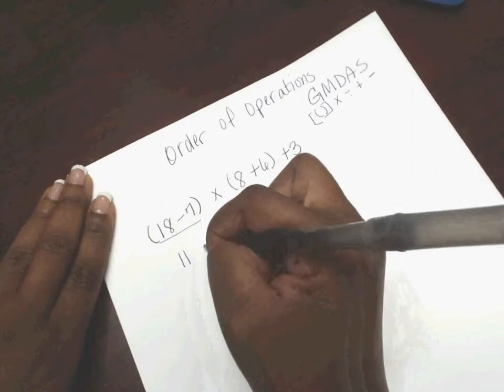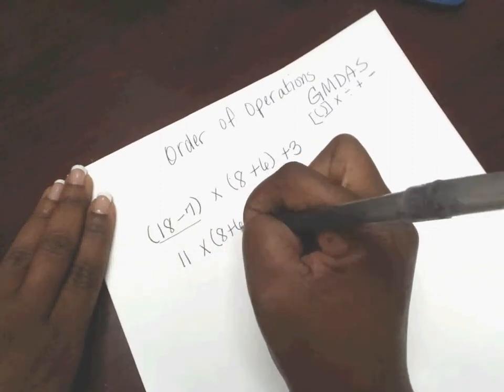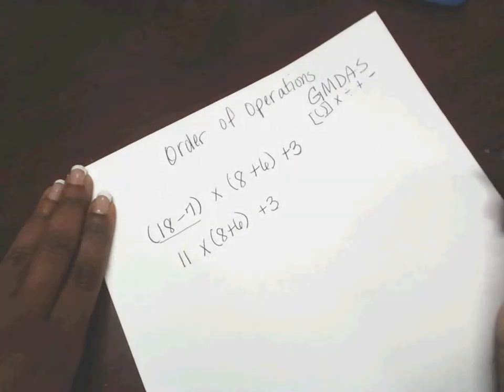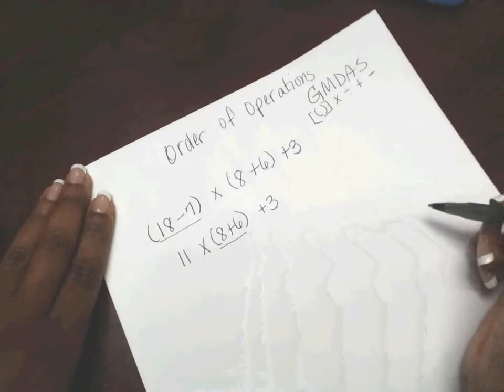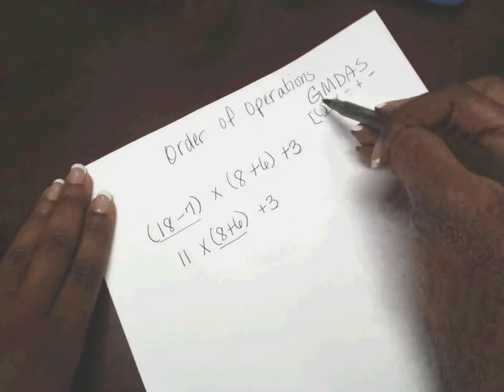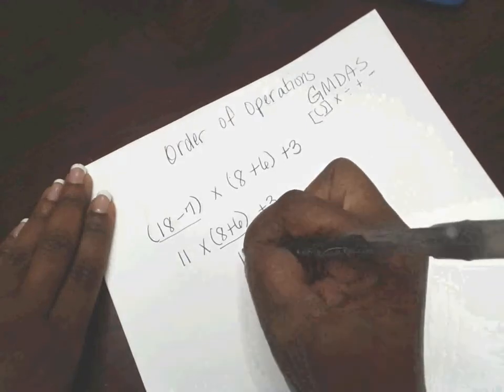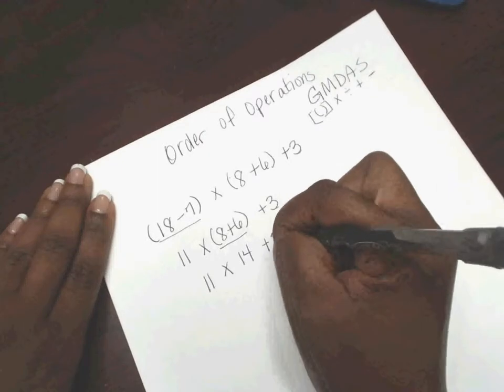18 minus 7 is 11. 11 times 8 plus 6 plus 3. Okay? All right, let's try this one because it's in the parentheses and we want to get rid of all of our parentheses first. It's our grouping symbols. So this would be 14. Then bring everything else down.